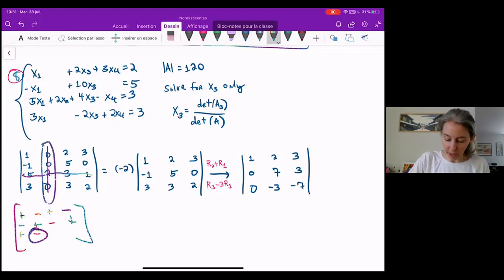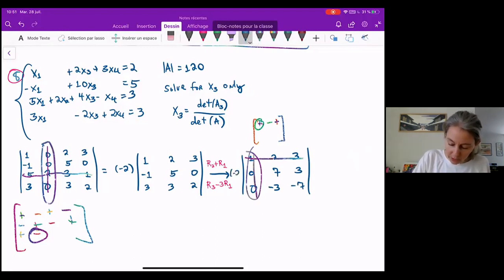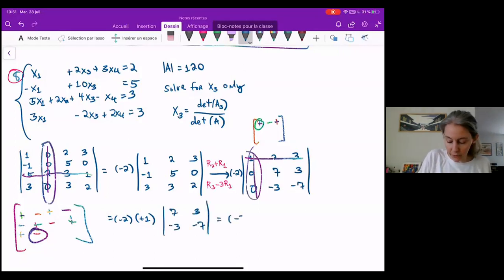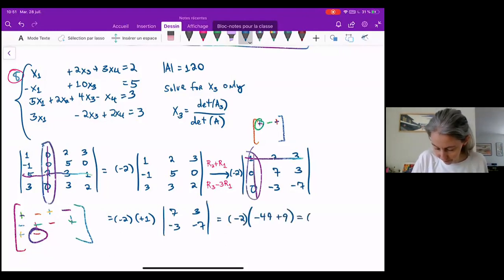Then I'll do cofactor expansion again. I'm going to do my plus minus matrix. That's in the plus place. So then I'm going to do cofactor expansion down the first column. The 1 is in a plus place. I forgot to write the negative 2, but it's still there. So this is negative 2 times positive 1 times 7, 3, negative 3, negative 7, which gives me negative 2 times negative 49 plus 9. And I got that the determinant of A3 was positive 80.